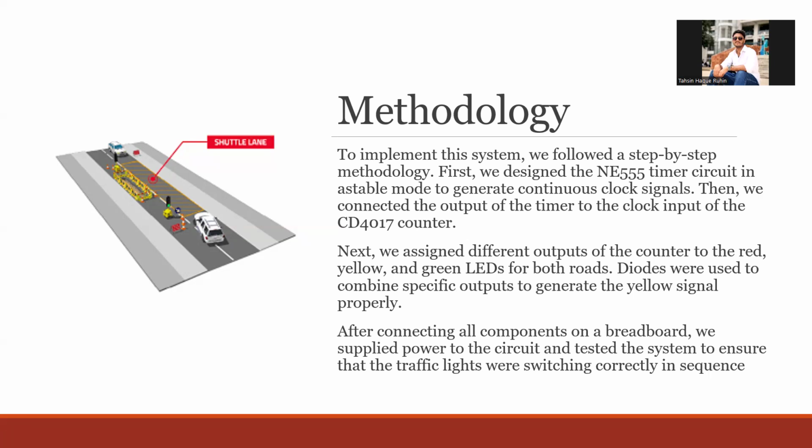Next, we assigned the outputs to red, yellow, and green LEDs for both roads, using diodes for the yellow signal. Finally, we assembled the circuit on a breadboard, powered it, and tested the system to ensure proper operation.